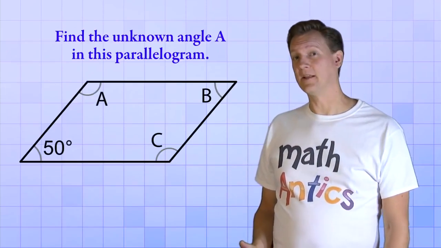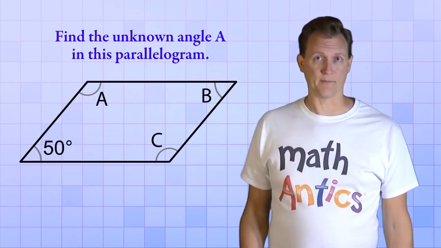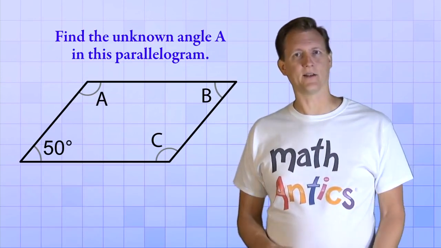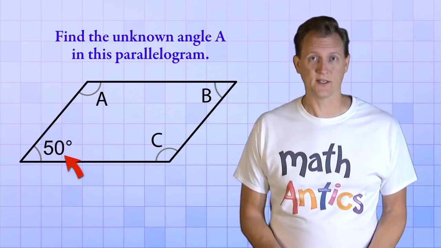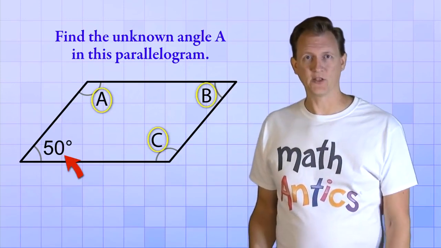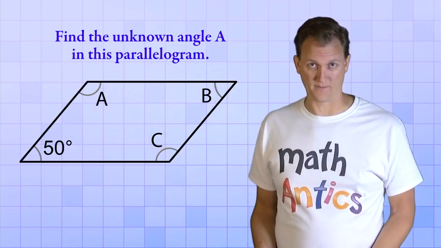Let's look at one more unknown angle problem that's a little tricky. This problem asks us to find the unknown angle A in a parallelogram. But it looks like they only told us what one of the angles is, and the other 3 are unknown. So how can we possibly figure this one out?